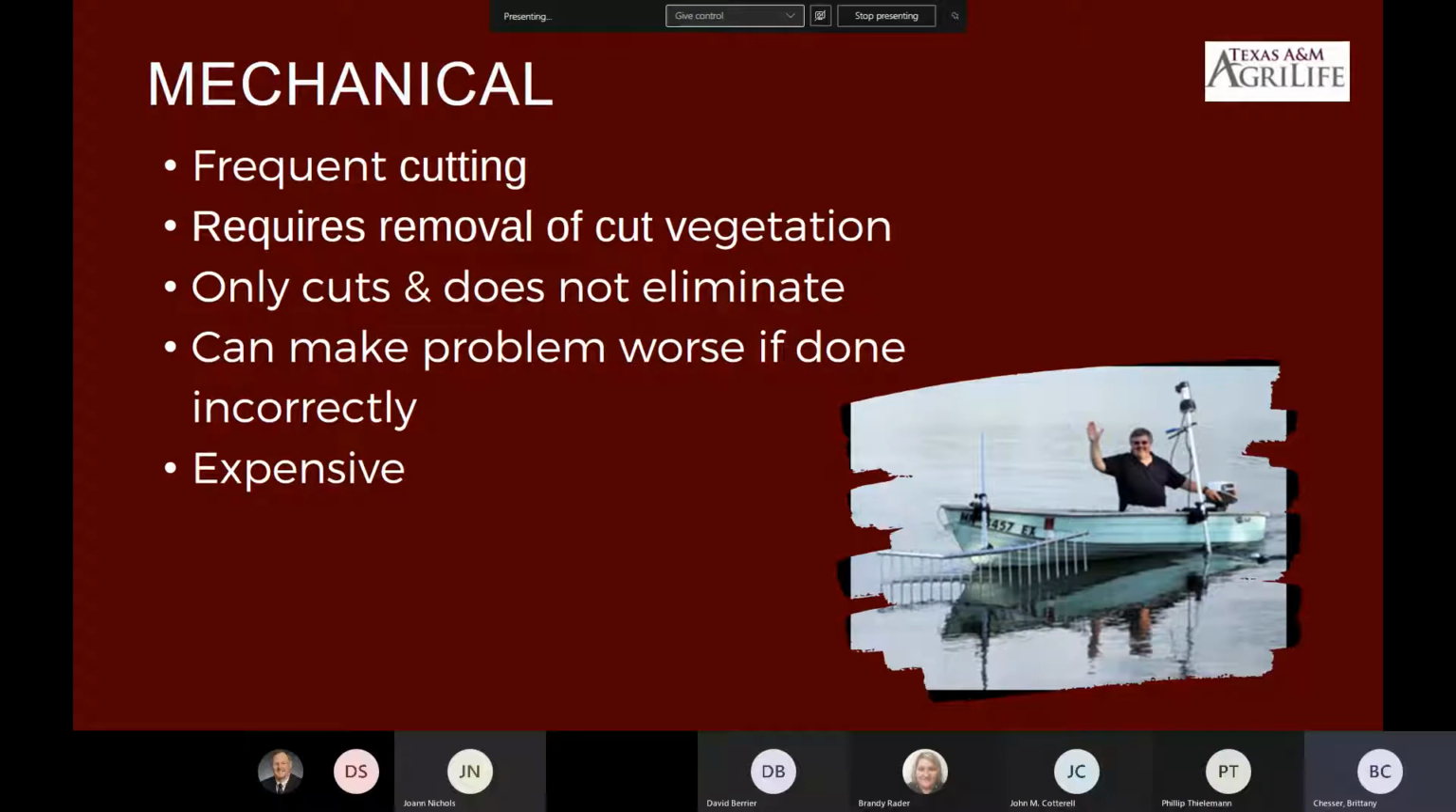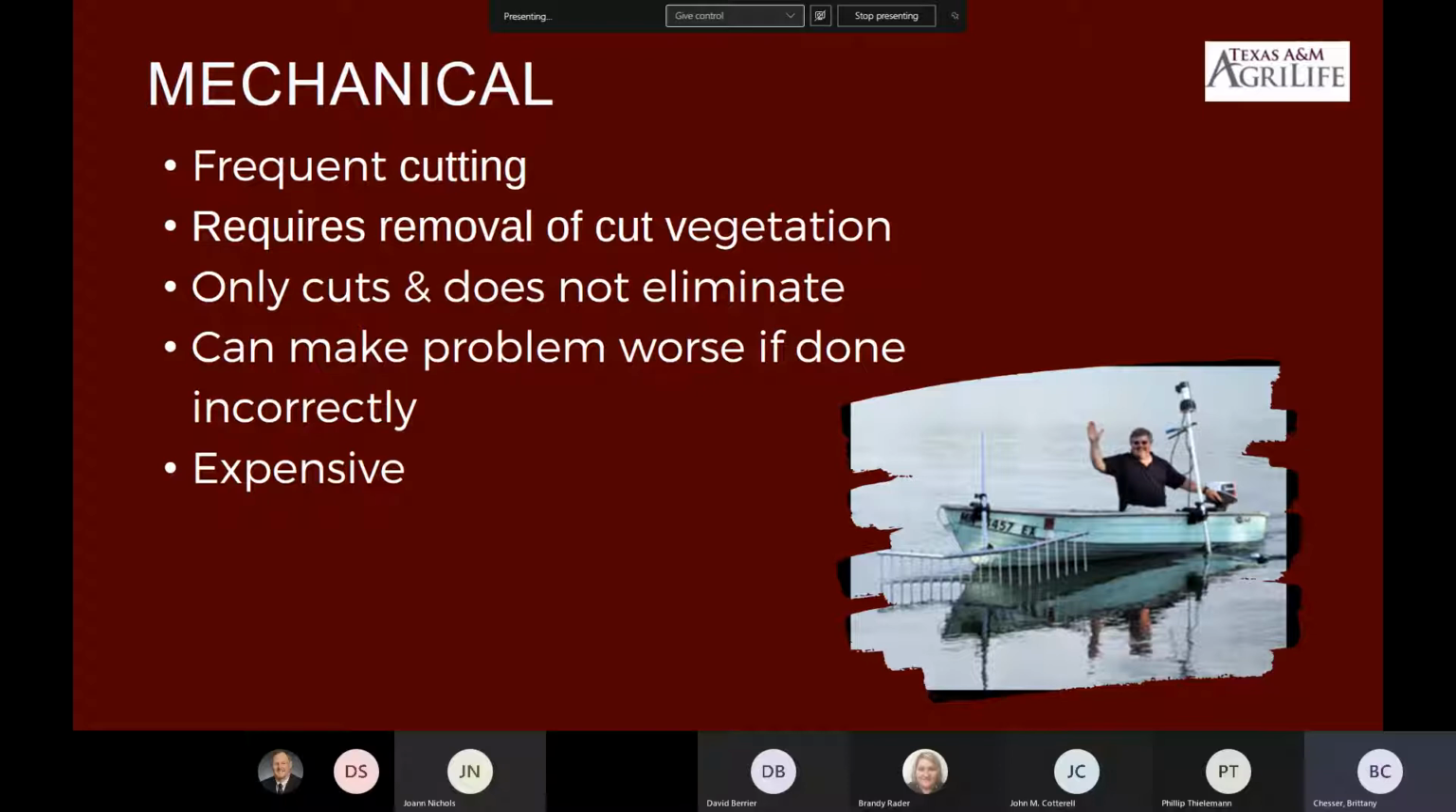Mechanical control is something where, of course, it's always an option, whether or not it's feasible and whether or not the landowner wants to do it. That's another story. Mechanical control requires a lot of cutting. Not only that, but if you think of it like a haircut, it only cuts and does not completely eliminate. So it's going to keep growing back.